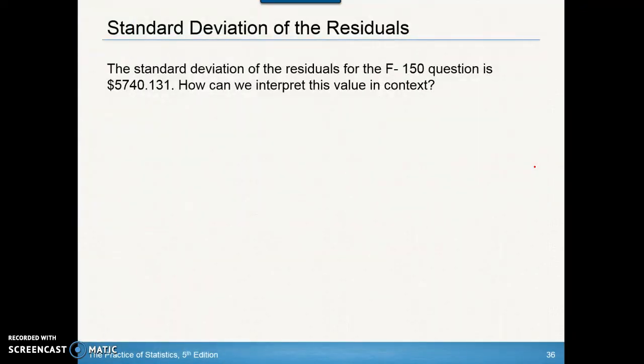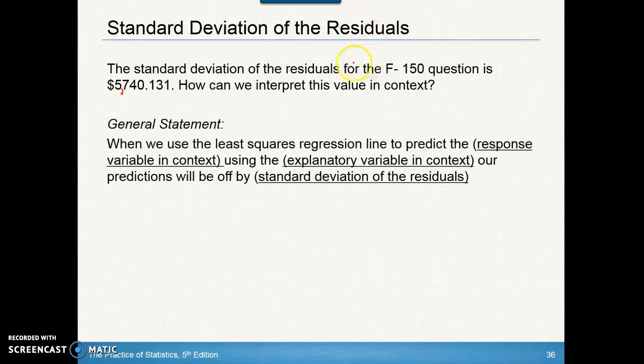The standard deviation of the residuals for the F-150 question is $5,740.13. How can we interpret this in context? So remember, it's saying the standard deviation of the residuals is the average distance from the mean. So basically, here's your general statement, and then you can just fill this in with any of the information that's given to you for a problem.